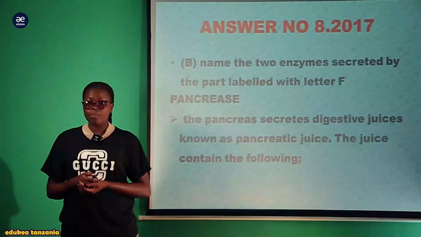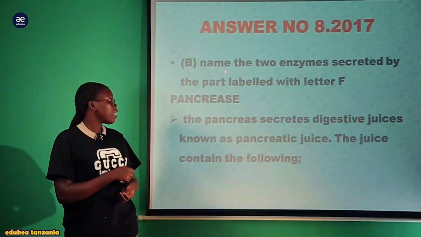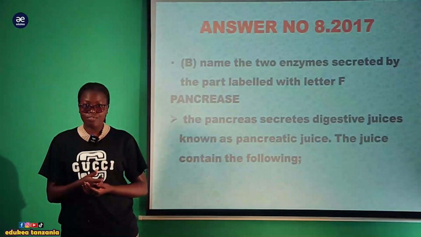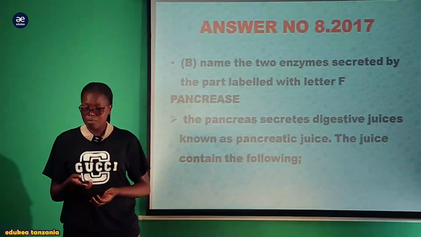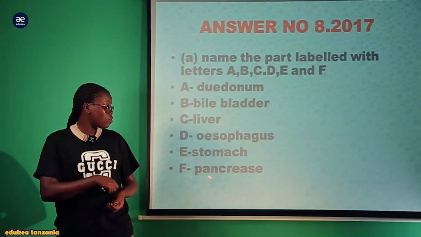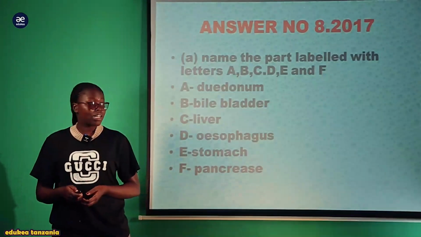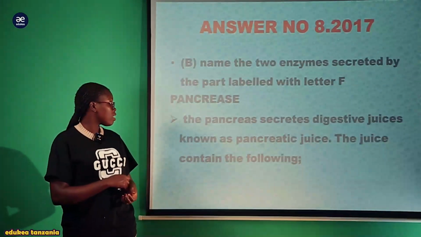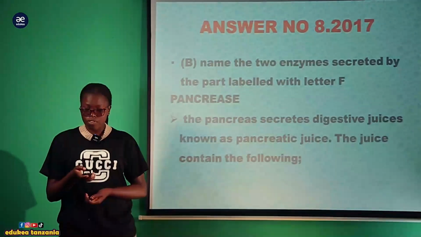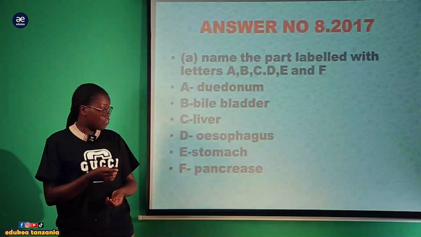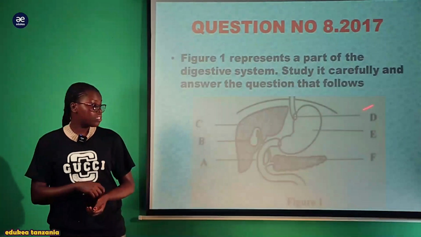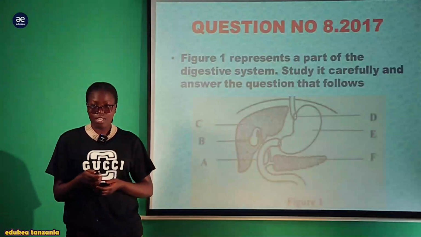The question Roman B anakuhitaji uname the two enzymes secreted by the part labeled with the letter F. The part labeled with the letter F, hiyo hapa ni pancreas. So anahitaji kuweza kustate the enzyme which is released by the letter F. So the letter F ni pancreas. So what is the pancreas? Tulivyoona hapa ni kama leaf like structure in our diagram, ni kama jani. So unatakiwa uweze kustate the enzyme which are secreted here.